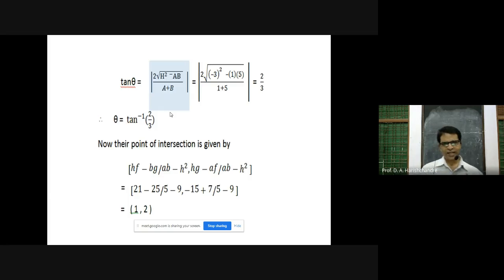Okay, since these two lines are intersecting each other, we have to determine the point of intersection. The formula for finding the x and y coordinates of their point of intersection is known to you from the above remark. Okay, x coordinate is given by (hf minus bg) upon (ab minus h square), and y coordinate is given by (hg minus af) upon (ab minus h square). Okay, in this formula, again you replace the values of a, h, b, g, f, c and simplify it, so that the x coordinate of the point of intersection becomes 1 and the y coordinate becomes 2. Okay.